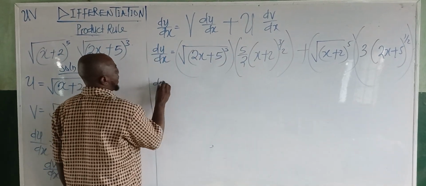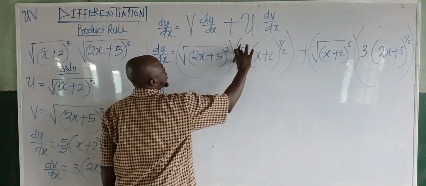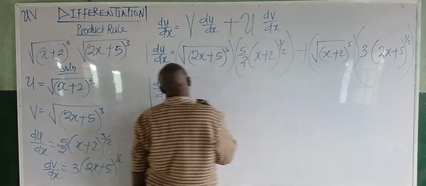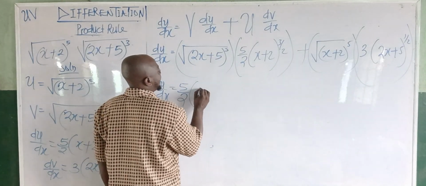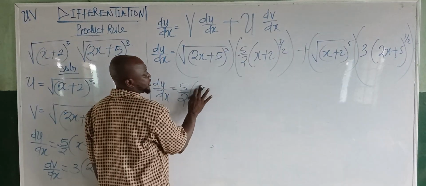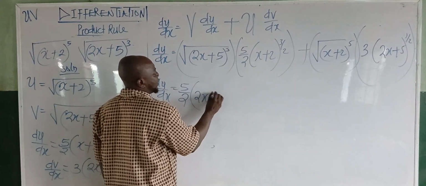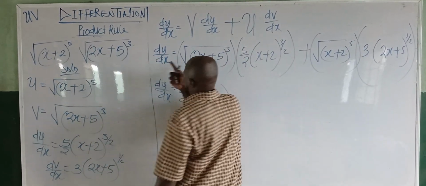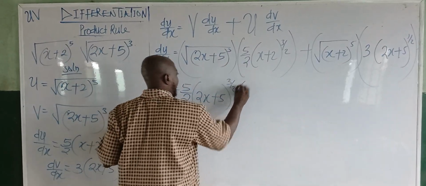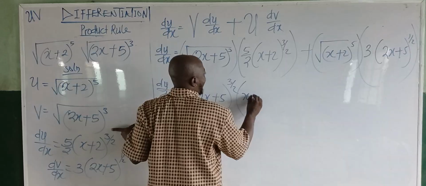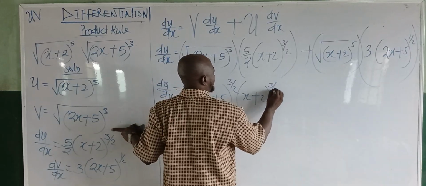Now going further, the next step is that I want to remove these numbers outside. Look at this number, take it outside. So this will give us 5/2 into bracket. Now let me remove the root. If you remove the root now, I'm going to have this plus 5. So remember what we had here. That becomes 3/2. Then here, I'll have (x + 2), then we have 3/2 here.